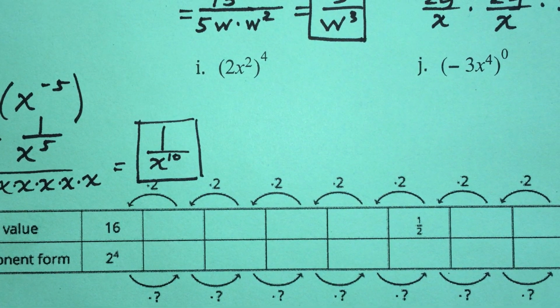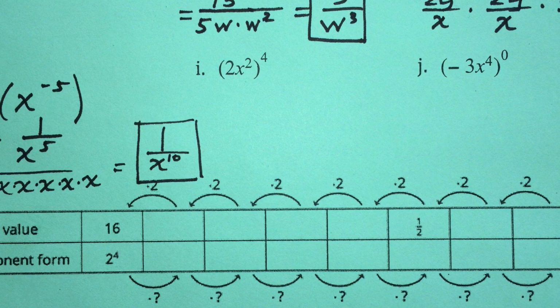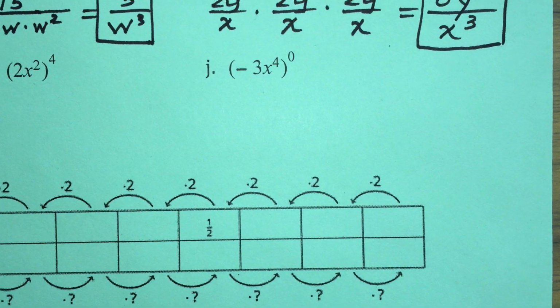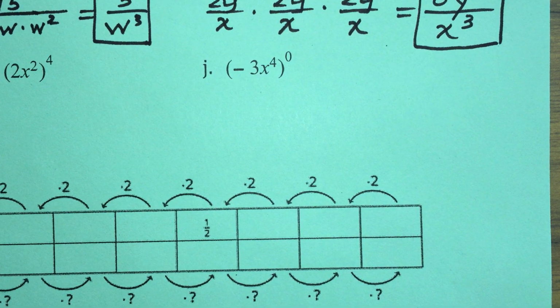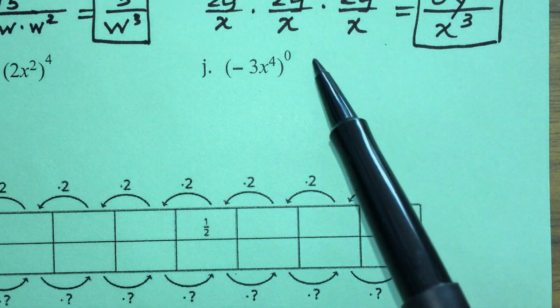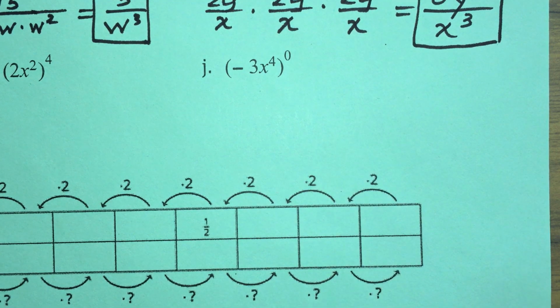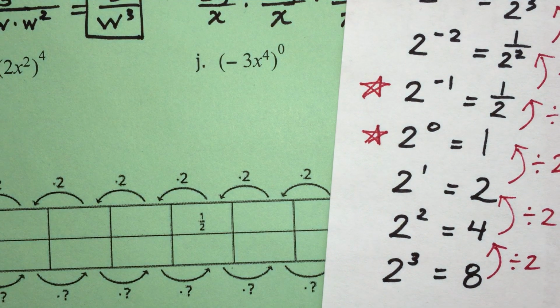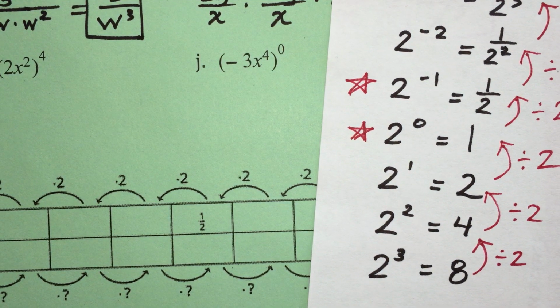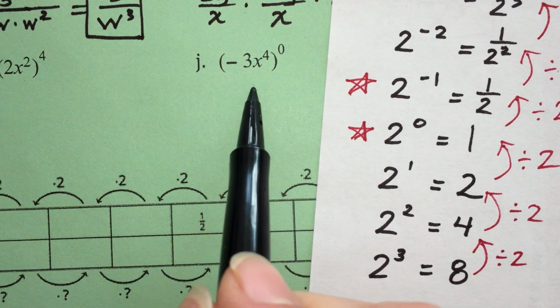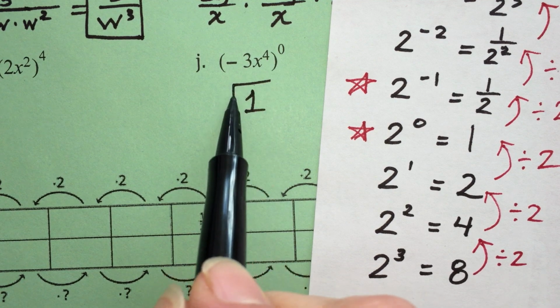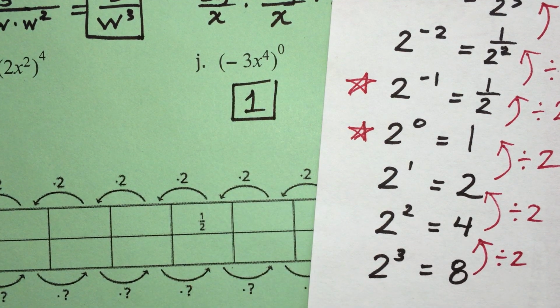Part I is similar. However, there is no negative exponent to worry about, so I think you can do that one on your own. Part J looks like a ton of stuff going on. But luckily, we have a 0 exponent right here. It makes it a whole lot easier because anything to the 0 power is 1. This whole thing is just 1. Crazy, I know.